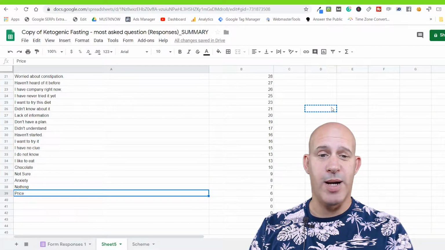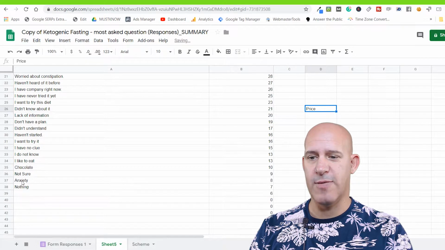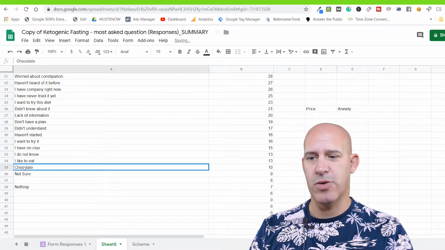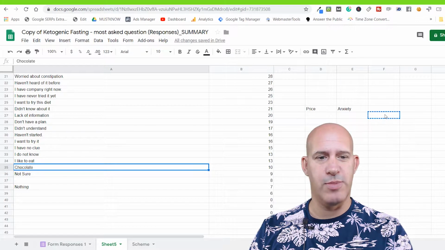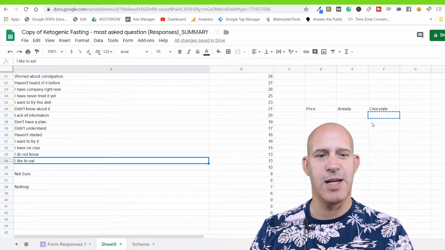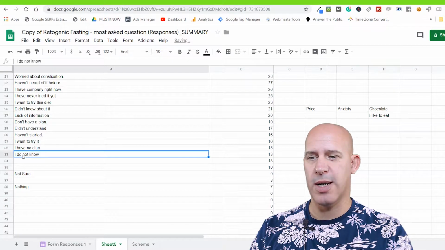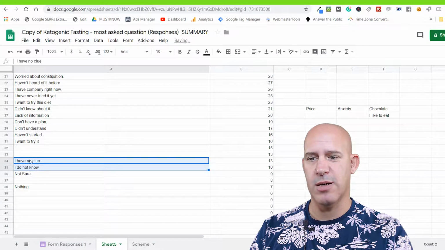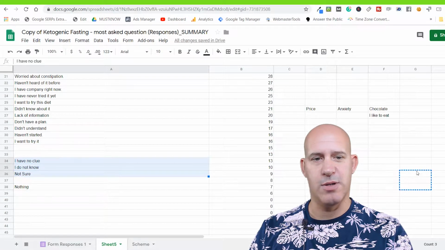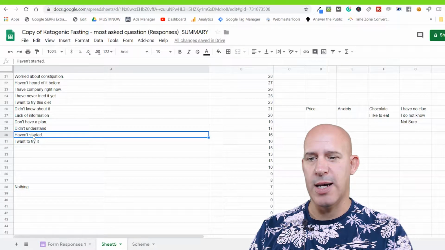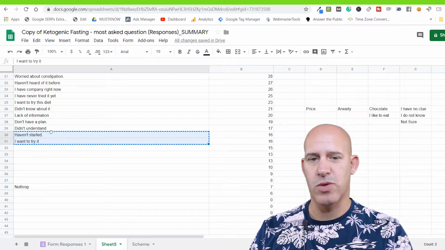Okay, here you have price, boom. Then you have anxiety, it's another thing. Nothing, not sure, I just leave it there. Chocolate, yeah, I can understand. I like to eat goes with chocolate. I don't know, I have no clue, so these are going together. Well, I can even put them here. I want to try, I haven't started, this could go together.